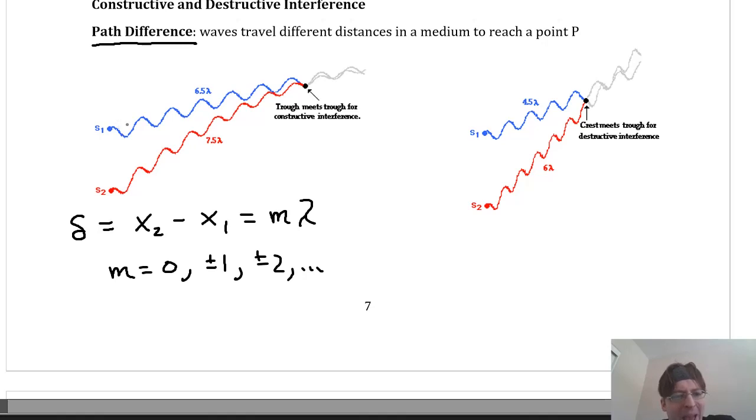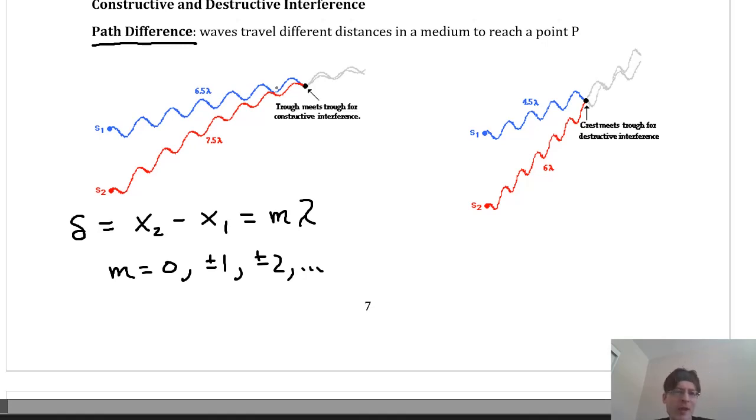Notice the path itself is some kind of random number, in this case, 6.5 wavelengths. It doesn't matter how far x1 is. It doesn't matter how far x2 is. What matters is the difference in how far they travel. As long as the difference is, say, a full wavelength, then the waves are going to get to this point in step with each other.